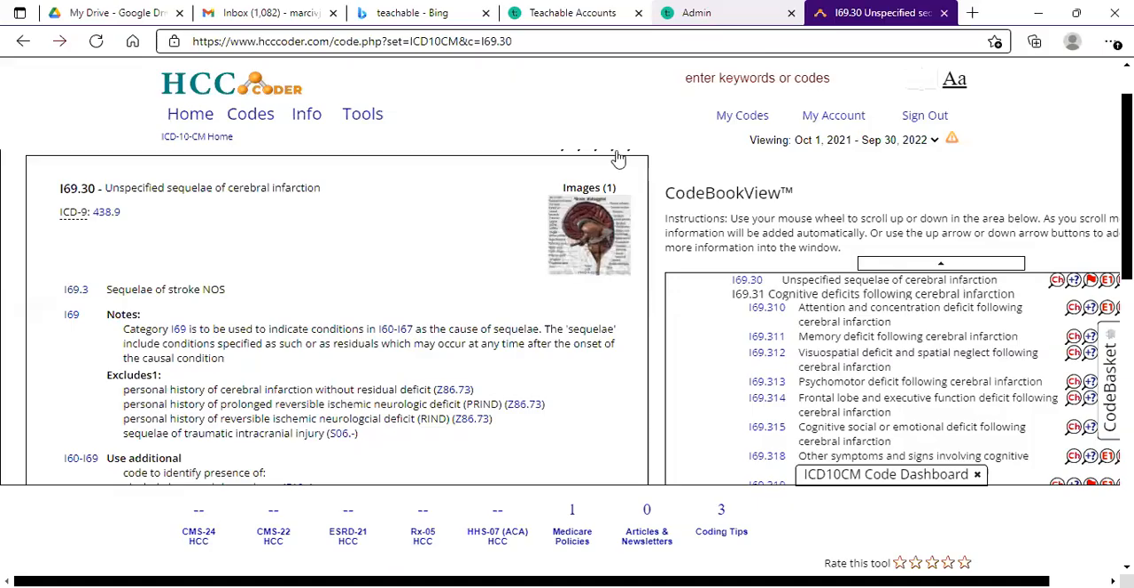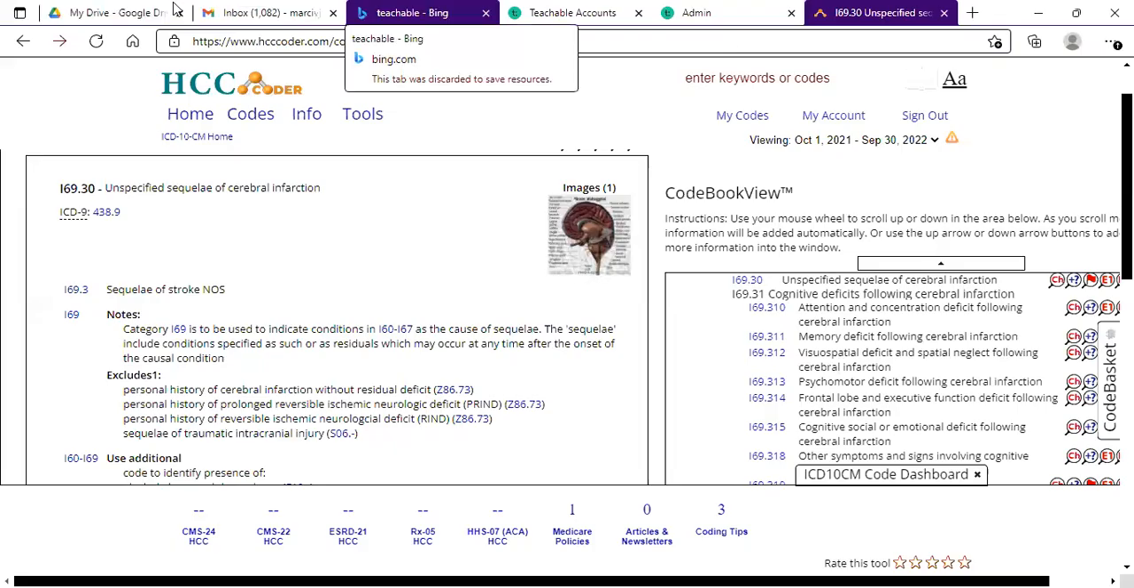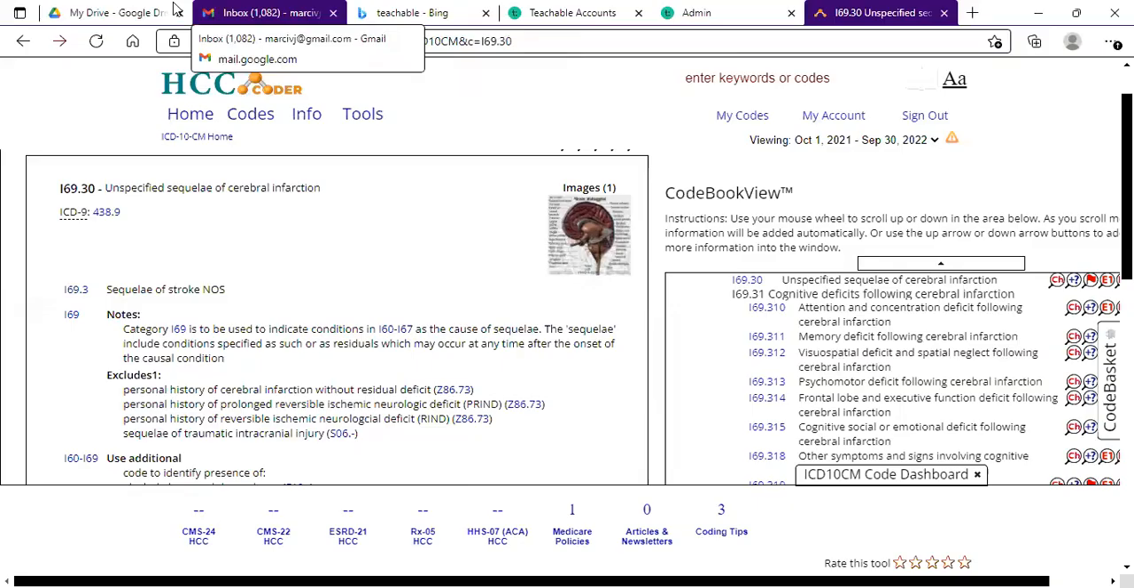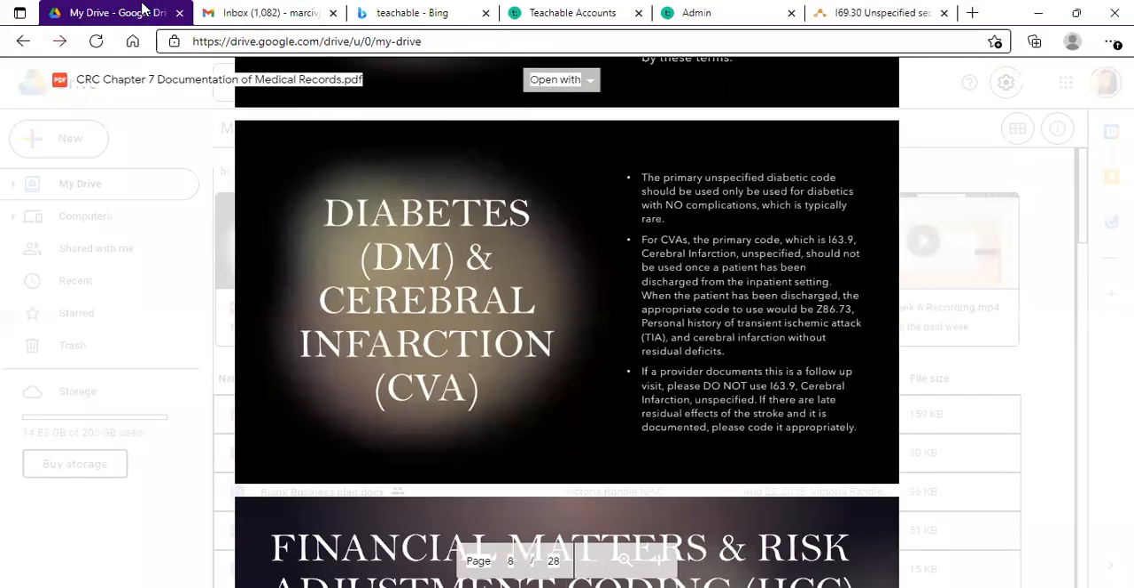Yes, and I can also see how coding unspecified would really be a problem, because then in the I-69.30, the unspecified sequelae, it's almost like saying, oh, this person has some late effect of the stroke, but we just don't know what it is. Right. You know what I mean? I guess if you were waiting to get test results, you probably could use that, right?